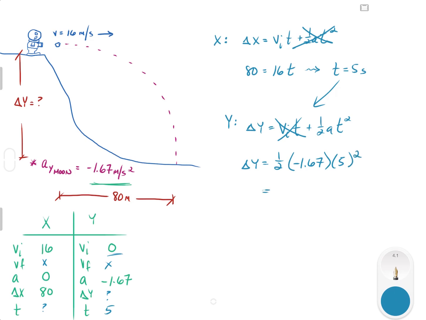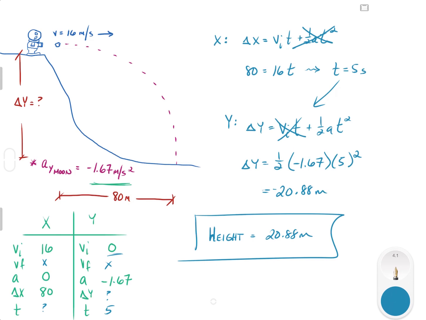So as a rough estimate, assuming these values would be correct, 1/2 times negative 1.67 times 5 squared, which is 25, we get negative 20.88 meters. So the height of this, I just wrote a lowercase letter by accident and it was actually painful. We're going to make that a capital. I apologize. That was disturbing. The height is going to be about 20.88 meters because we measure height from the base to the top.